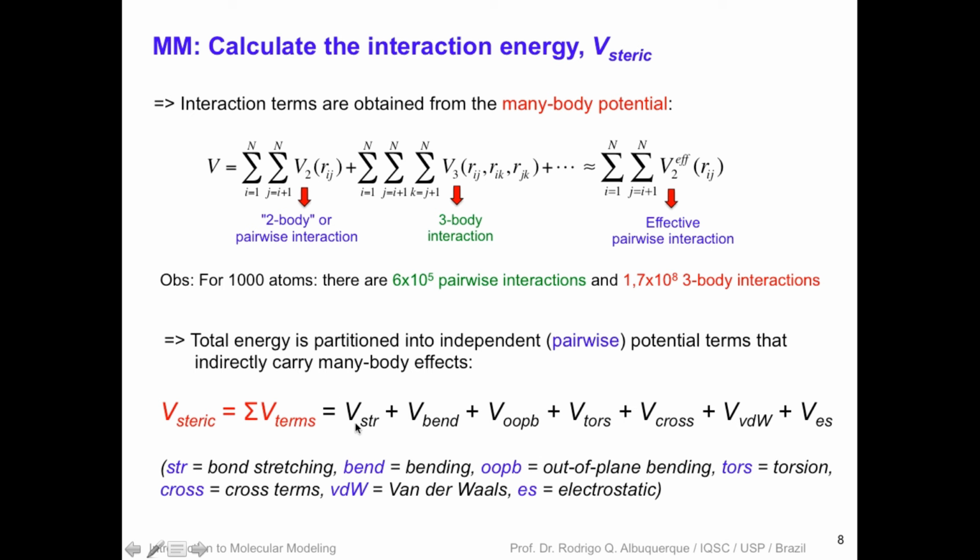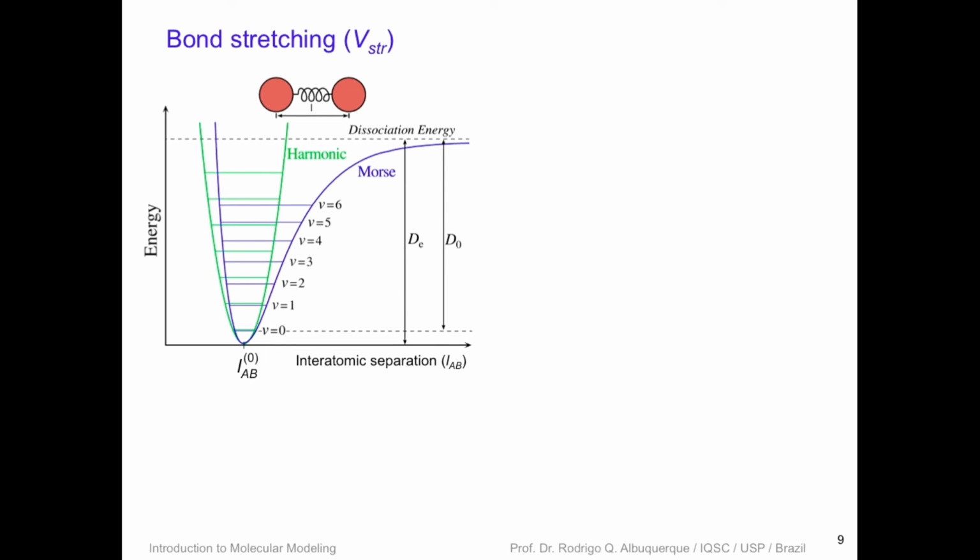This involves, for instance, the bond stretching in this first term, the potential energy for bond bending, the potential energy for out-of-plane bending, and so on, torsional interactions and cross terms, and van der Waals plus electrostatic interactions. The first term in this summation of potential energy terms is the bond stretching potential.